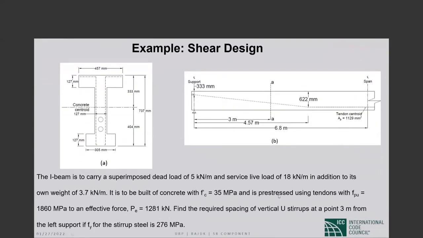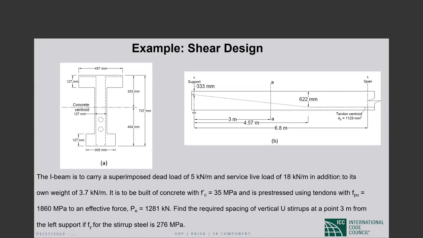The second one is shear design. This one is a little bit more involved. I have an unequal I-beam here. Unequal I means the top flange is different than the bottom flange. Here is the pre-stressing. The section is given: the overall depth, then the depth of the centroid. They are unequal because the top flange is heavier than the bottom flange.